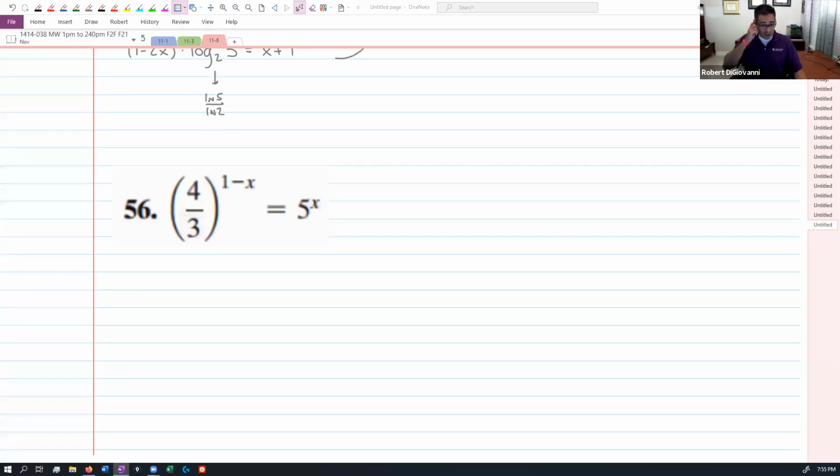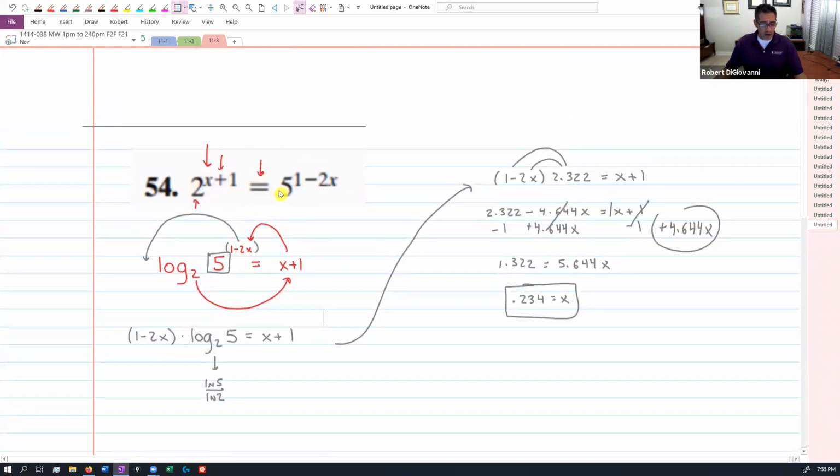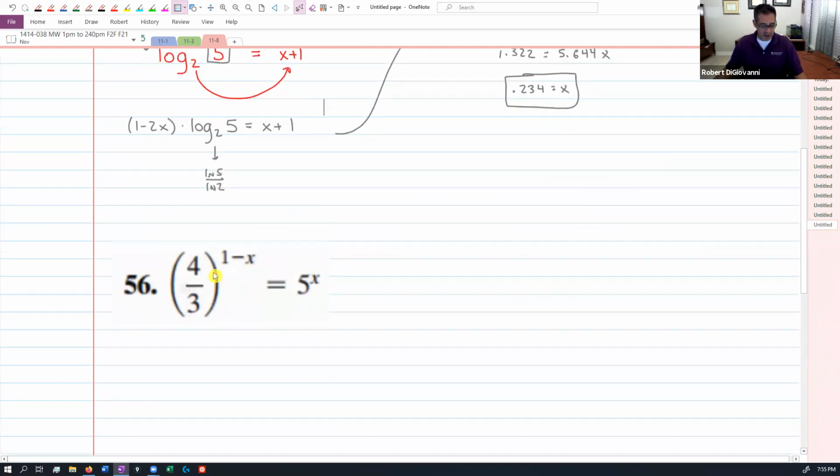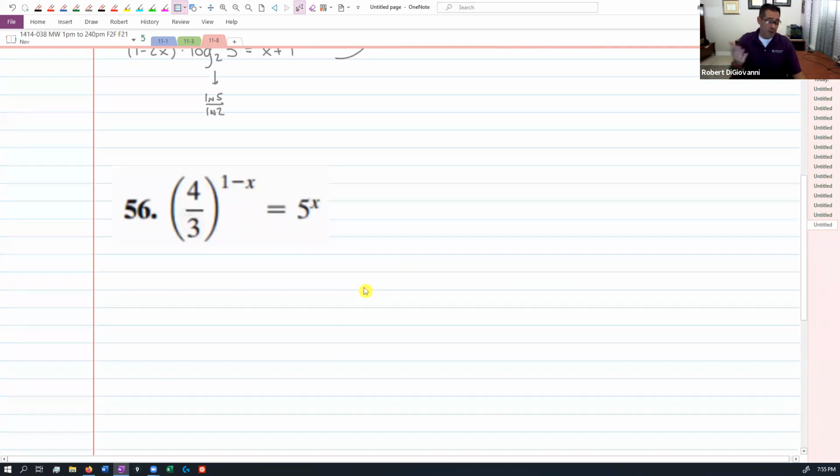Okay, this one's very much like the last one, because we have two sides of the equation that they're both raised to something that has an x in it, right? So I don't know which way you preferred. I'm doing natural log, okay? I'm going to do this one. Do natural log on both sides of the equation. So natural log of 4/3 raised to the 1 minus x equals natural log of 5 to the x.